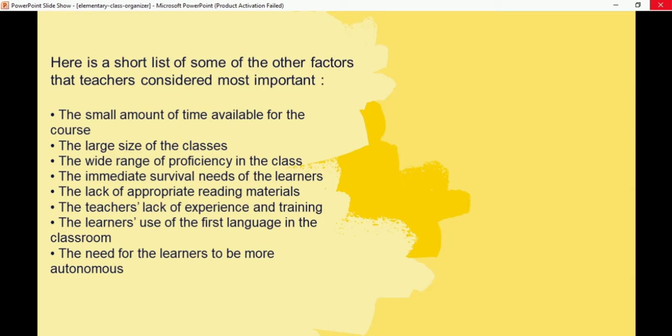Okay, here is a short list of some of the other factors that teachers considered most important. The first, the small amount of time available for the course, the large size of the classes, the wide range of proficiency in the class, the immediate survival needs of the learners, the lack of appropriate reading materials, the teacher's lack of experience and training, the learners' use of the first language in the classroom, and the need for the learners to be more autonomous.